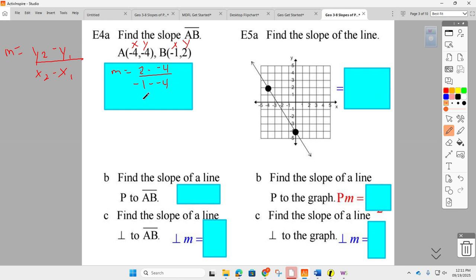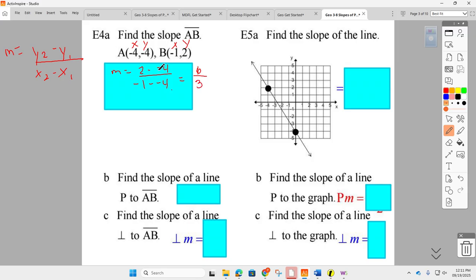That part doesn't matter as long as you keep the ordered pairs matched up on top and bottom. If you do this straight across on your calculator, you're going to get, let's do that right, 2 minus negative 4. So that's going to be plus, 2 plus 4 is 6. And then negative 1 minus negative 4. So that's going to be a plus, so that's going to be positive 3. And your calculator will do this for you.